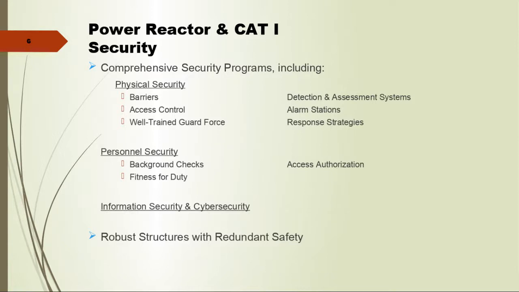So one of the things that we look at is that the 2 most significant types of facilities are the power reactors and Category 1 fuel cycle facilities. And those would be the high enriched uranium facilities, and if there happened to be a plutonium or a MOX facility. And you'll find that in general, the security protections that are applied at both of these facilities have a lot of similarities.